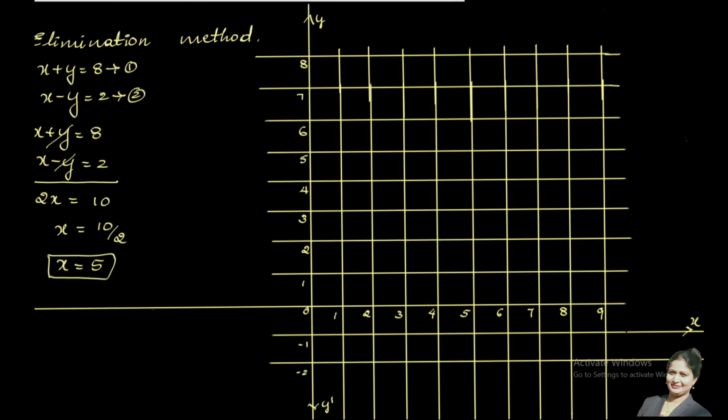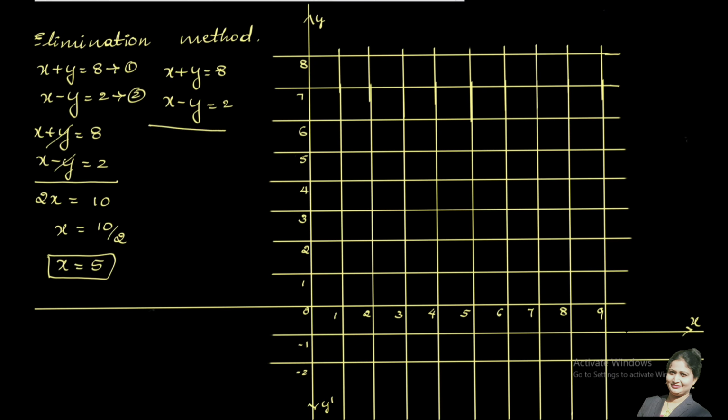This value can be substituted in the first equation, but then it becomes the substitution method. Due to that reason, we want pure elimination method. Pure elimination method means we cancel x here, because when we cancel y, we obtain the x value. Now we cancel x, we obtain the y value. Once again, we write the equations: x plus y is equal to 8 and x minus y is equal to 2.